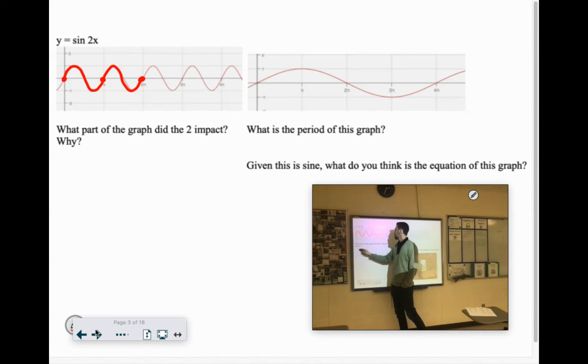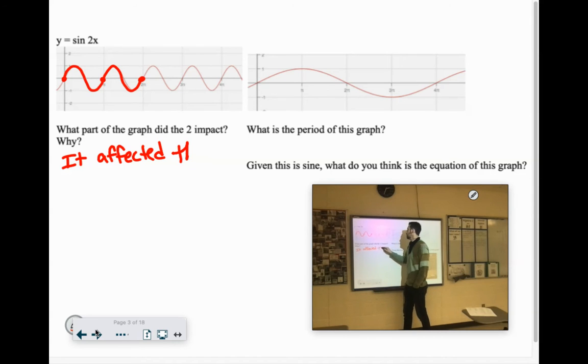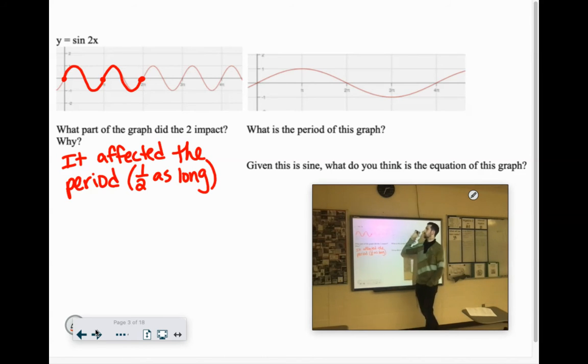So it affected the period. Half as long. Because this graph started repeating at 1 pi instead of 2 pi.